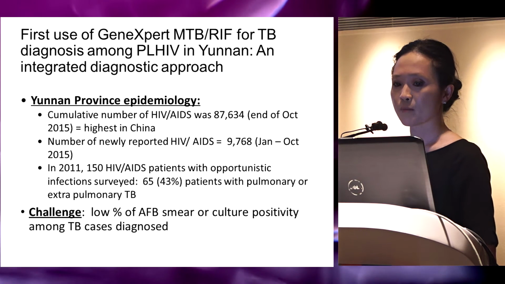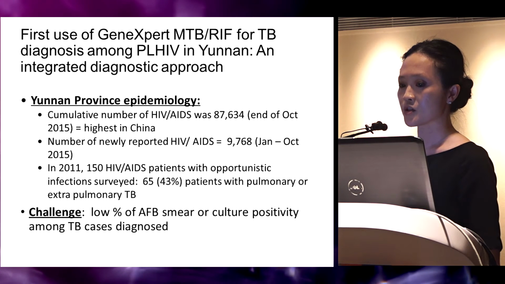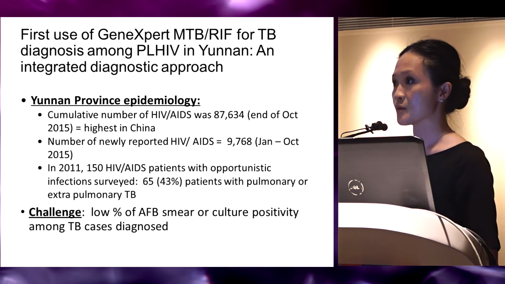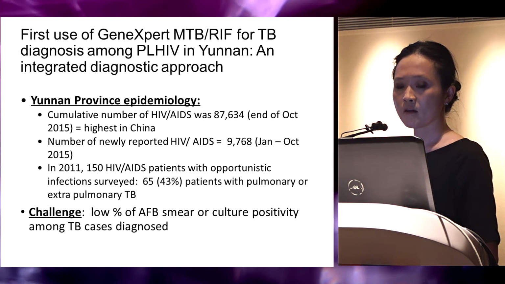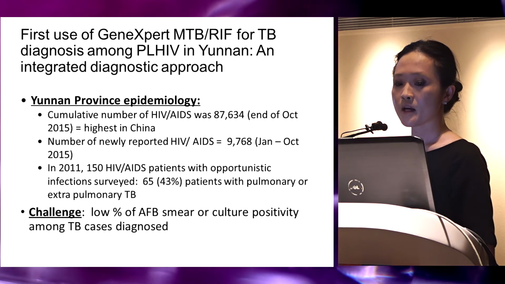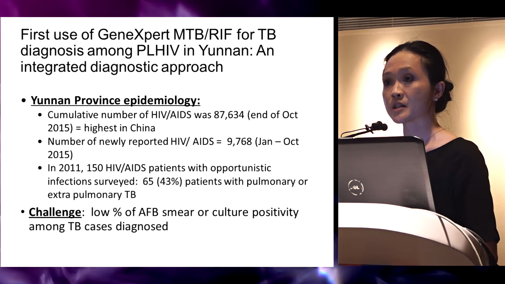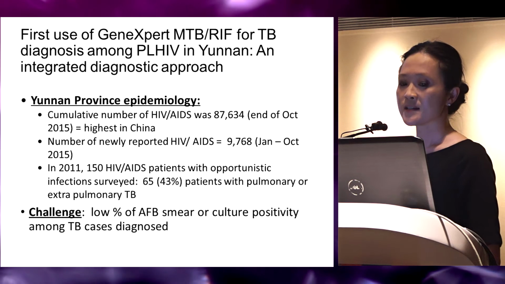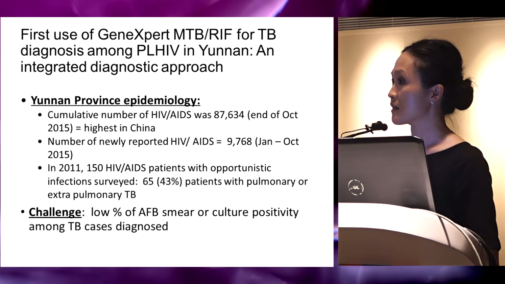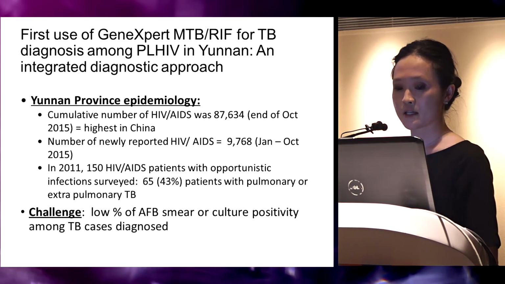So here's a little bit about Yunnan province, so you have a general idea of the context. The cumulative number of HIV/AIDS patients as of the end of October 2015 was over 87,000, so it's the highest number in China. The population of Yunnan, just so you know, is 46 million people. The number of newly reported HIV/AIDS patients from January through October of 2015 was nearly 10,000. In 2011, there was a simple survey of 150 patients with opportunistic infections, and among those, 43% of the patients had pulmonary or extrapulmonary TB.